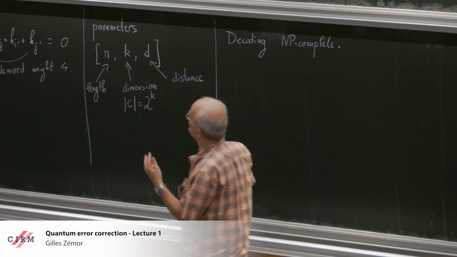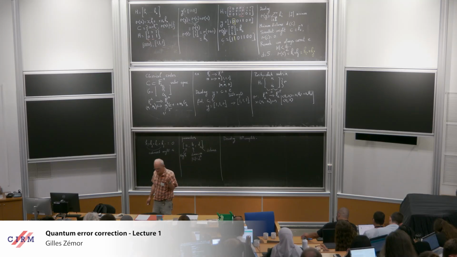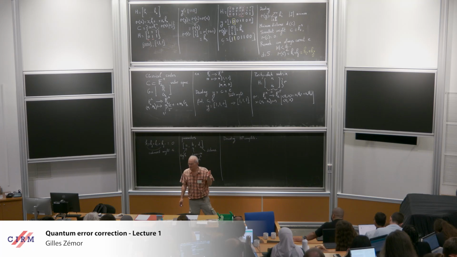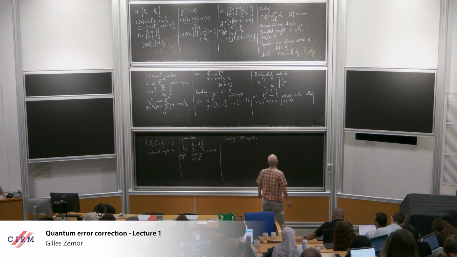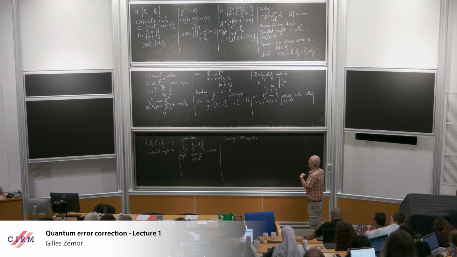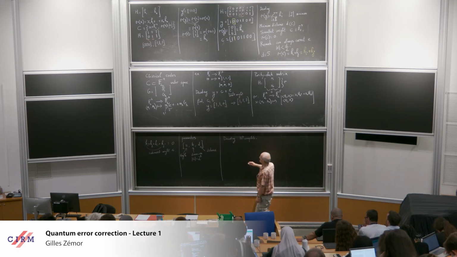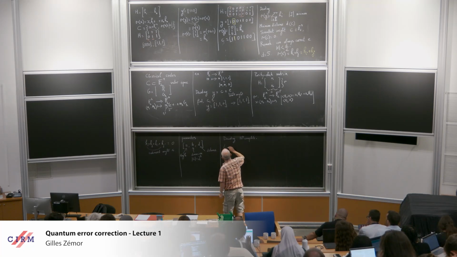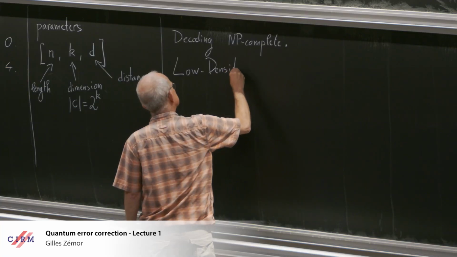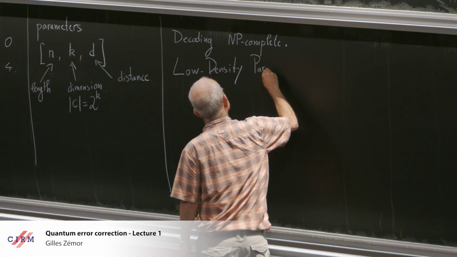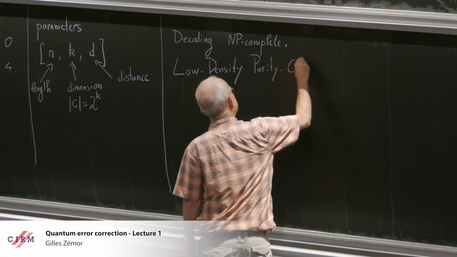So you need to devise codes that will actually come with an efficient decoding algorithm. So there are many ways of doing this. You have algebraic coding theory, which uses a lot of algebra to construct good codes. And I'll just say a couple of words on the theory of low density parity check codes.